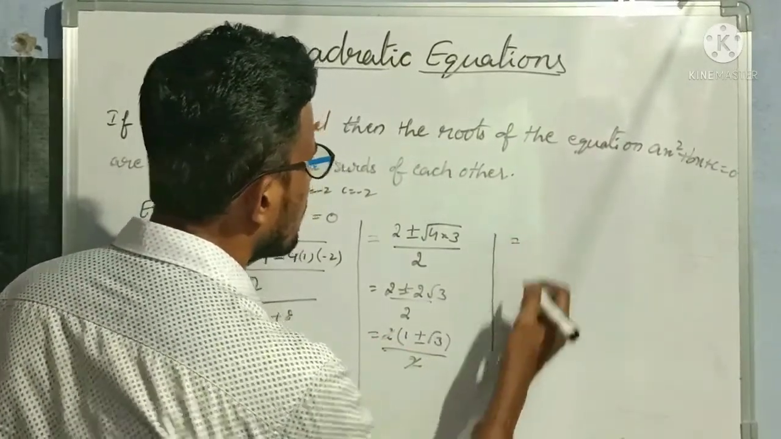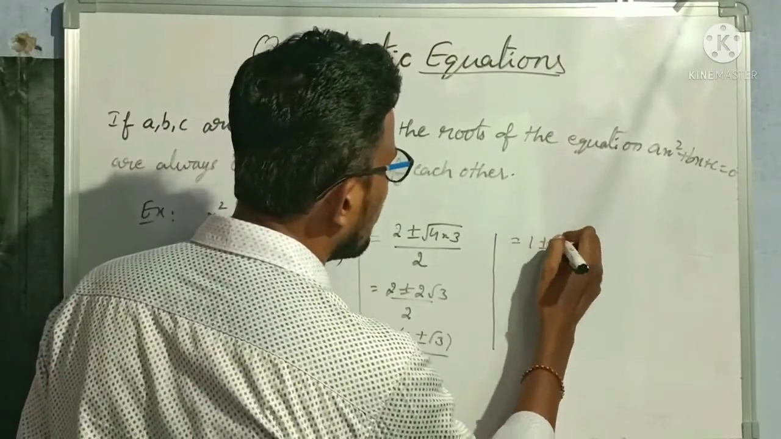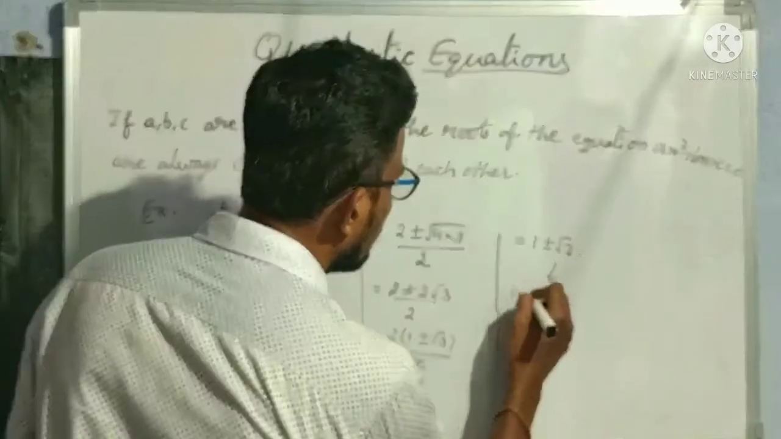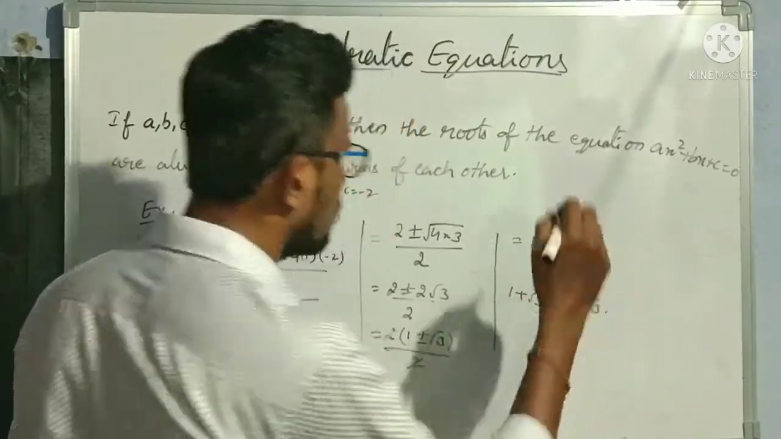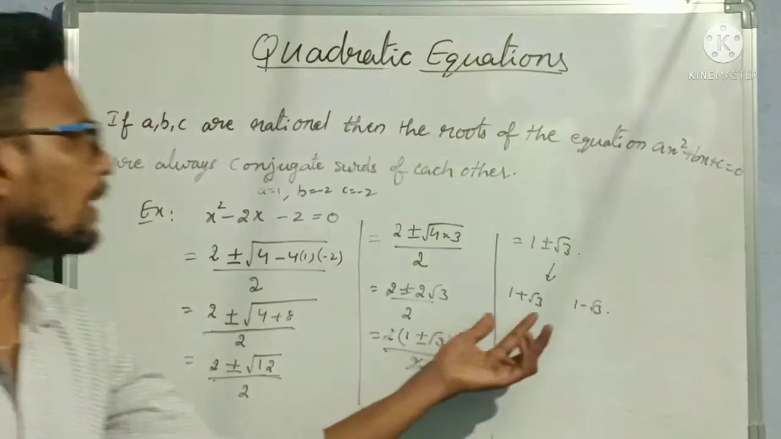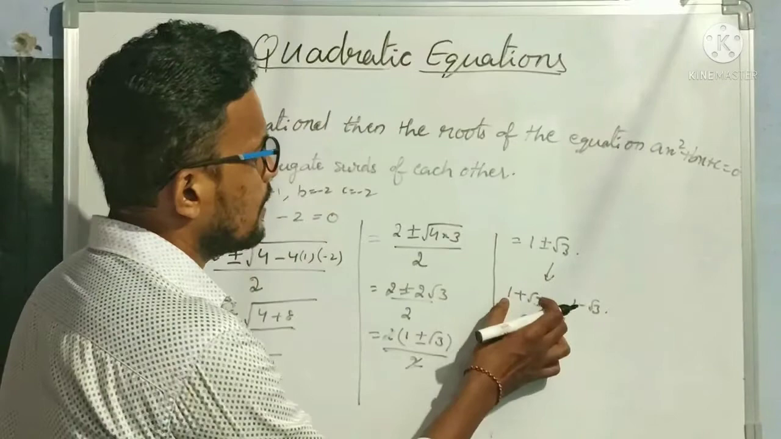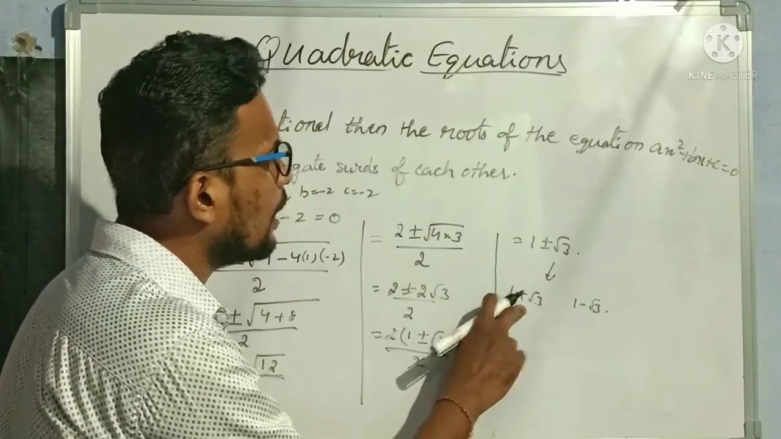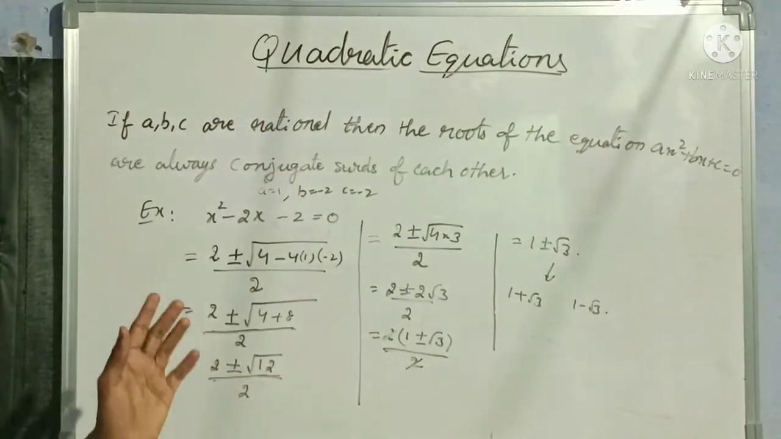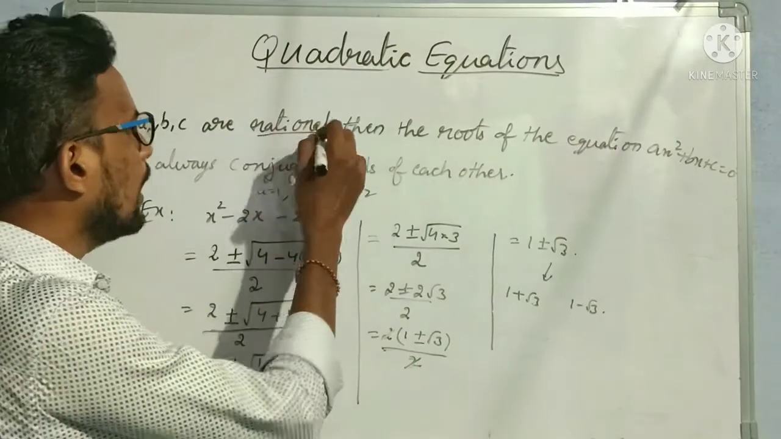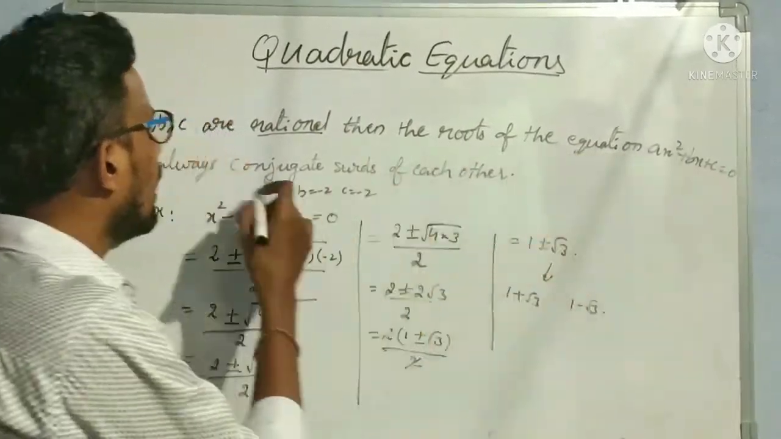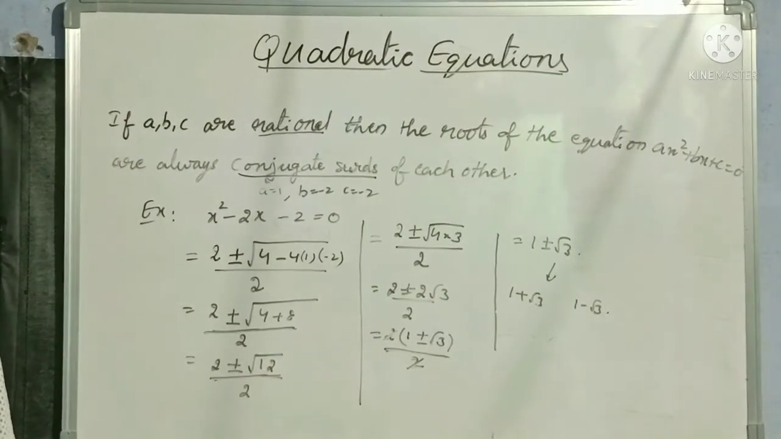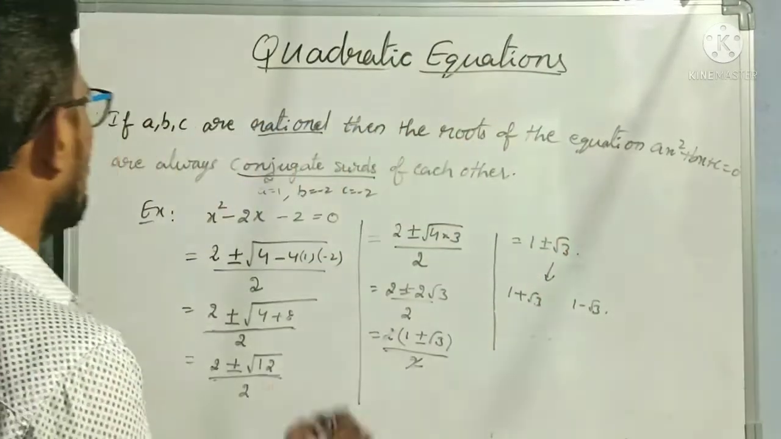So what is my answer? This is equal to 1 plus or minus root 3. I can split this as 2 roots, that is 1 plus root 3 and 1 minus root 3. So here we are getting conjugate sets. Conjugate sets means same numbers with different signs. See here, 1 plus root 3 and 1 minus root 3, only instead of plus we are getting minus. Understood? So whenever a, b, c are rational, then the roots of the equation will always be conjugate sets of each other. Clear? So now let us do one example related to this concept.